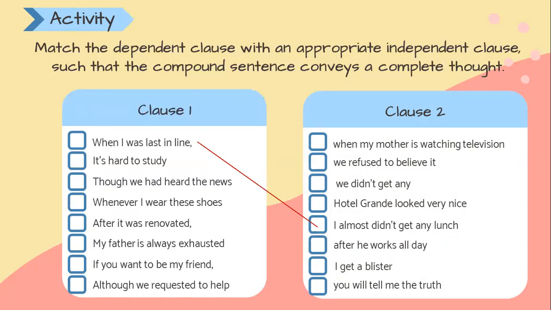It's hard to study. It's hard to study is an independent clause because it is conveying a complete meaning. It's hard to study when my mother is watching television. You see that the second one was a dependent clause, again with another subordinating conjunction in front of it. Let's come to the third one. Though we had heard the news, we refused to believe it. The first one was dependent and the second one was independent.